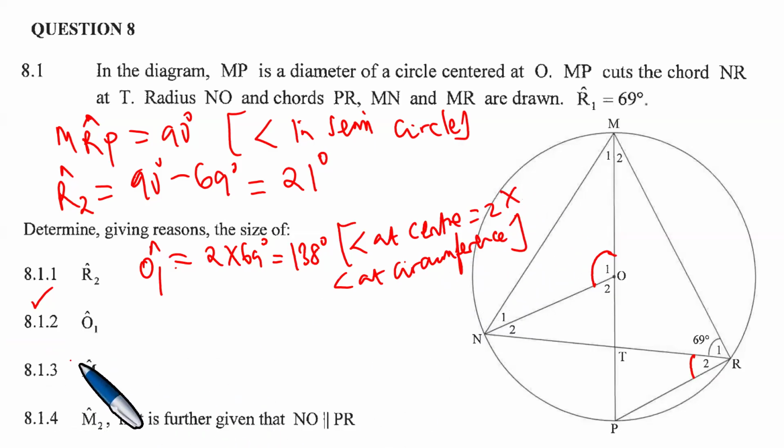Okay, next. Now we want to find the size of the angle M1. This one. The size of the angle M1.